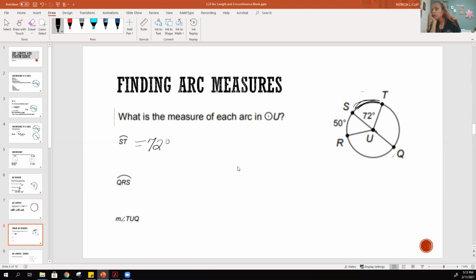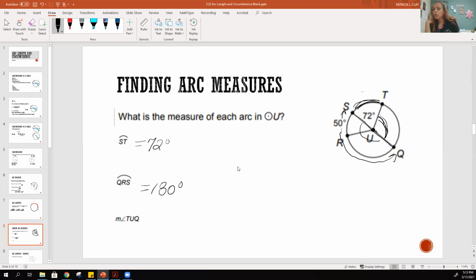Then we have QRS. So QRS means I'm going this way, right? Everyone see that? Okay, so what does this make right here? It makes 180 degrees. So this one is half of a circle, right? And so the last one, we have the measure of angle TUQ. So angle TUQ means this angle right over here.